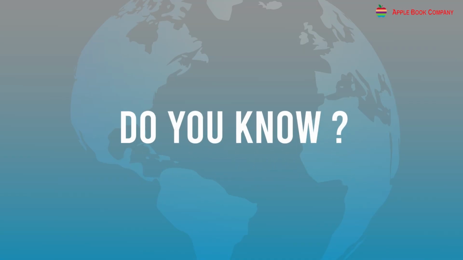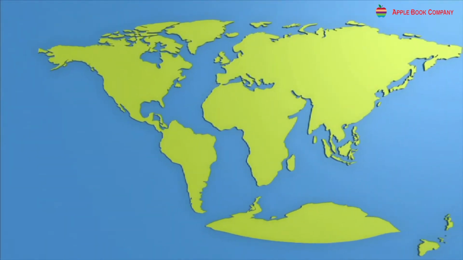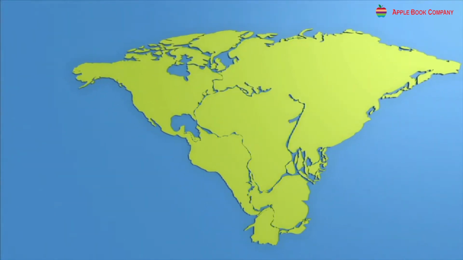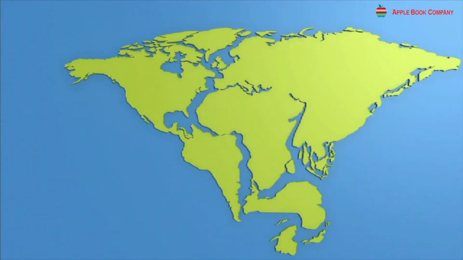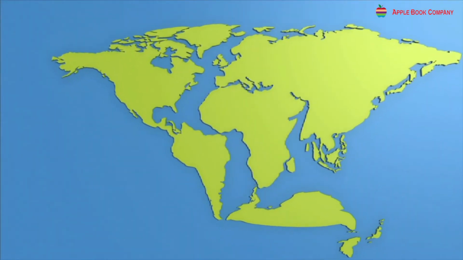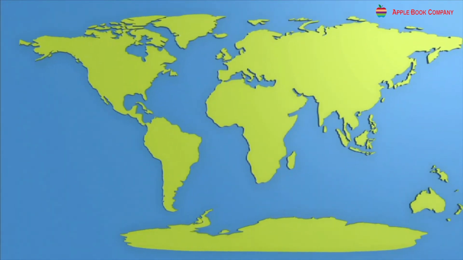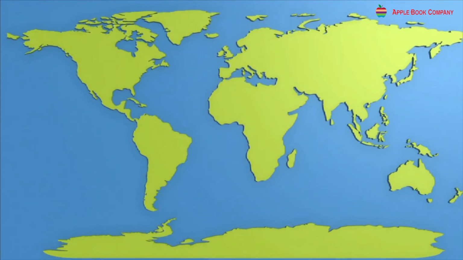Do you know? Millions of years ago, there was just one continent on the Earth's surface. It was called Pangaea. Over time, Pangaea broke into pieces and they drifted apart. Water filled the spaces between the pieces, and continents and oceans formed.